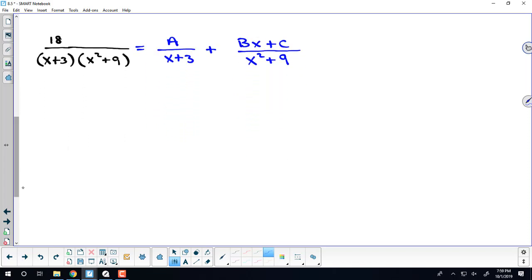Okay. And then multiplying through x plus 3, x squared plus 9 on both sides, we have 18 equals a times x squared plus 9 plus bx plus c. It's two terms times x plus 3.